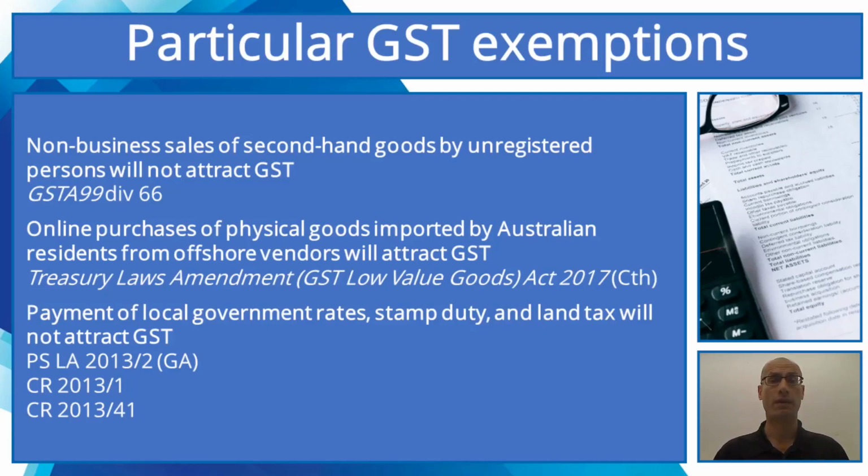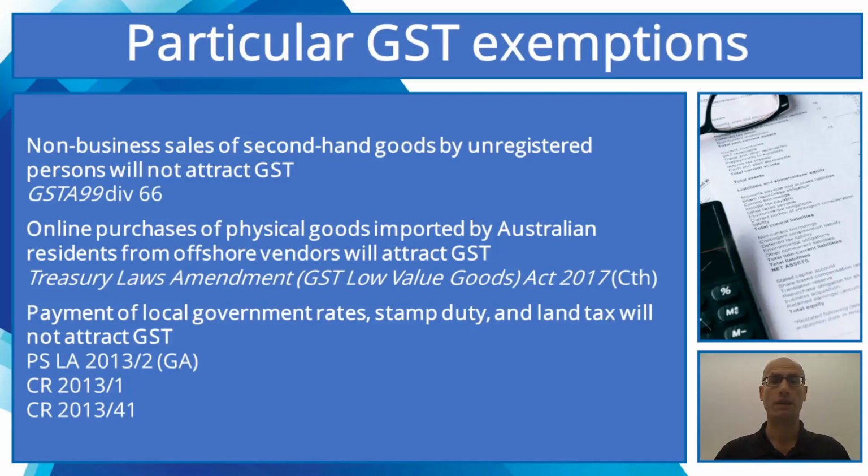First is where we as individuals sell our stuff. So the sale of second-hand goods outside the scope of a business. So if you're not a registered second-hand goods dealer, or you're not supplying the goods as part of a business which is unrelated to that, that's not going to have GST as part of it.